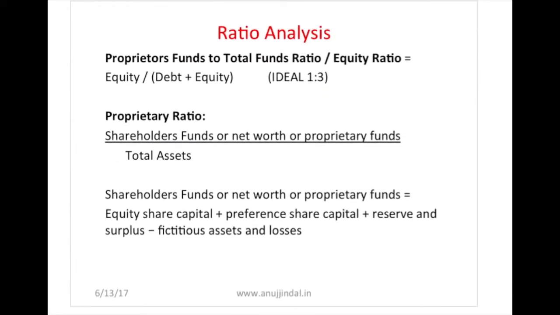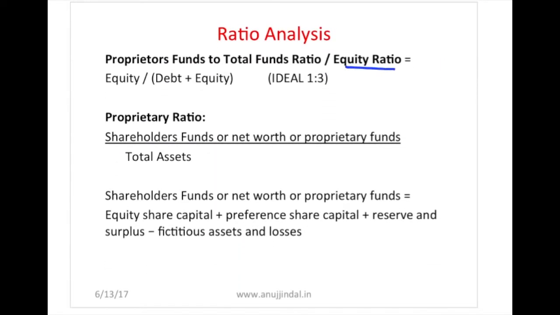The next one is the proprietors funds to total funds ratio, or equity ratio. It is equity upon debt plus equity. The ideal is 1 is to 3. Proprietary ratio is another one, which is shareholders funds or net worth or proprietors funds upon total assets. Shareholders funds, net worth, or proprietary funds, which are the same thing, upon total assets, which is debt plus equity. Here comes the formula for that: equity share capital plus preference share capital plus reserves and surplus, minus fictitious assets and losses.